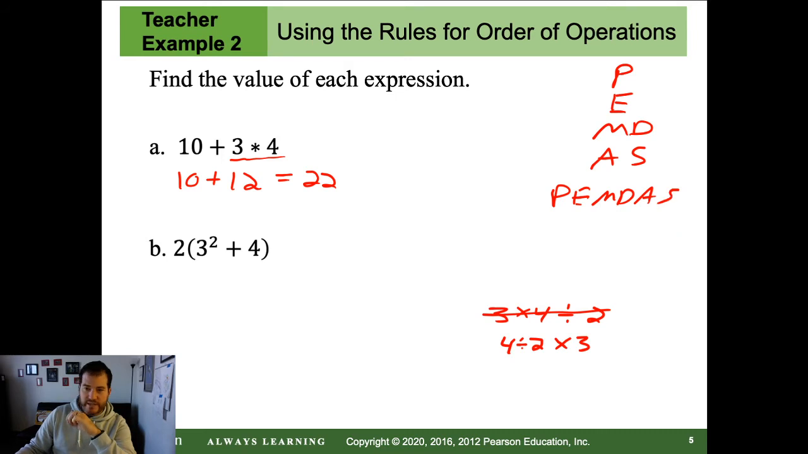So my struggle is if I'm going straight through those letters, my first thing here, do I have any parentheses? No. Do I have any exponents? No. Multiplication. So I must do this first, which gives me 4 divided by 2 times 3 is 6, which gives me this awkward answer of 2/3. Okay? But that's not the right answer.